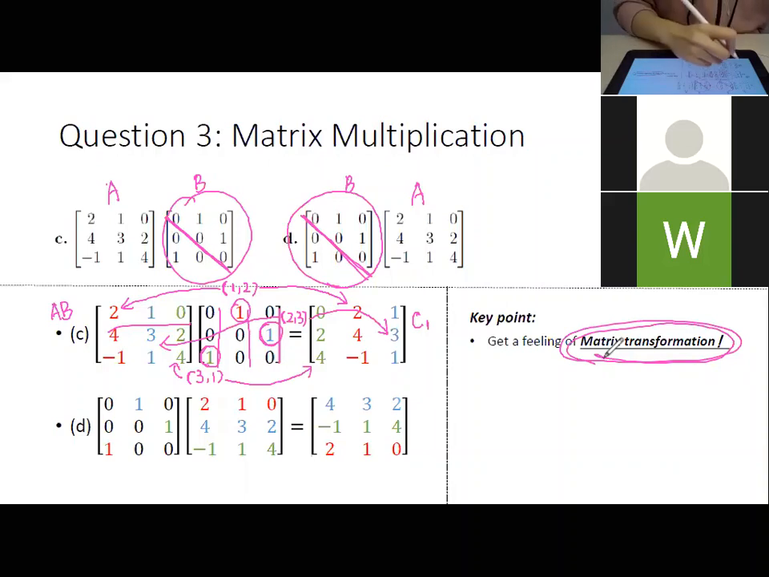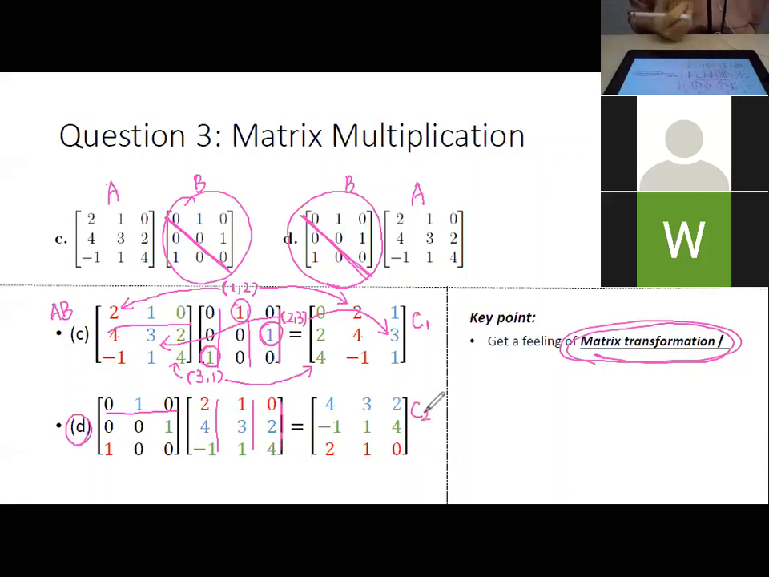And now we go to question D. For question D, the special matrix B is on the left side of A. And at the beginning, we also do the regular calculation. We use the first row times the first column, the first row times the second column, and the first row times the third column. And finally, we get the result C2.